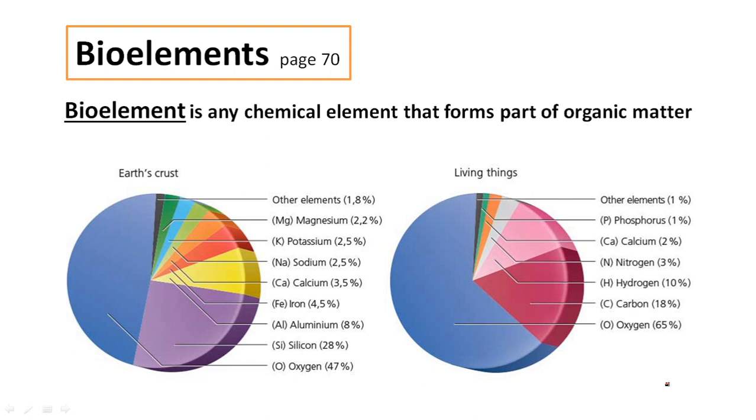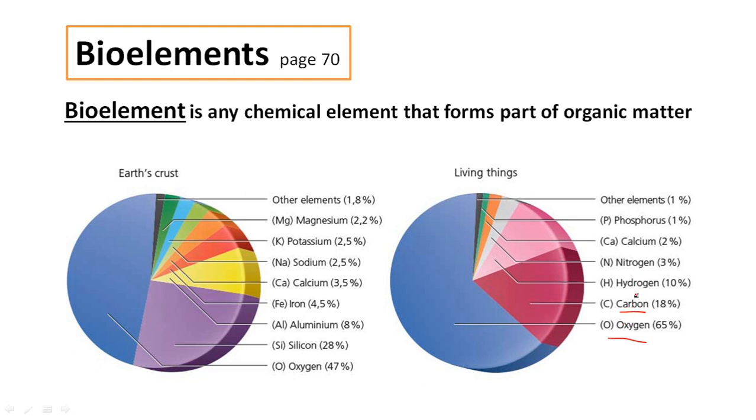The thing is that the ratio, or the proportion, of these elements is different in living things than in the Earth's crust, for example. In living things, the most important elements you can see here are oxygen and carbon. These are the base of living things and all organic substances.